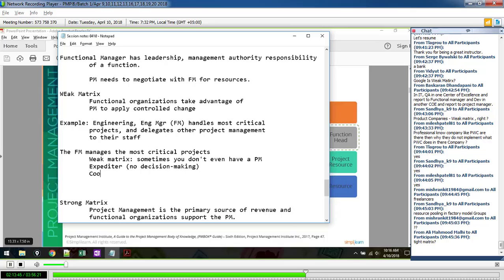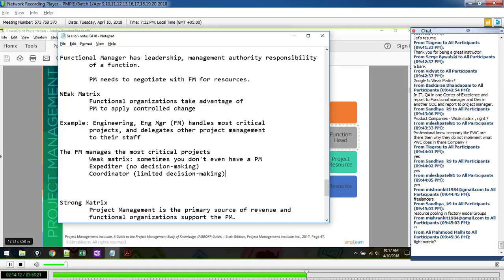A coordinator has limited decision making. You may see expediter or coordinator on the exam. That's where you have somebody with a little bit of decision making, like an entry-level manager, right? The functional manager knows this is a tricky project, but they don't have time to do it. So what are they going to do? They're going to delegate that project to one of their lower level managers.